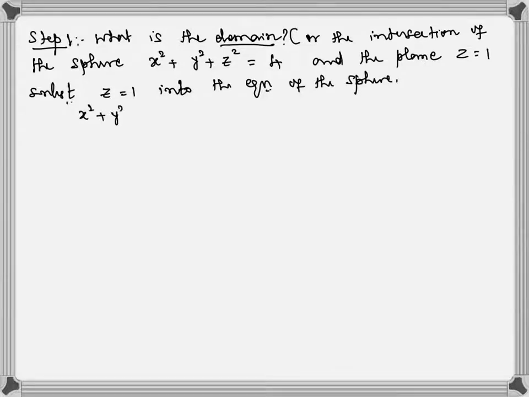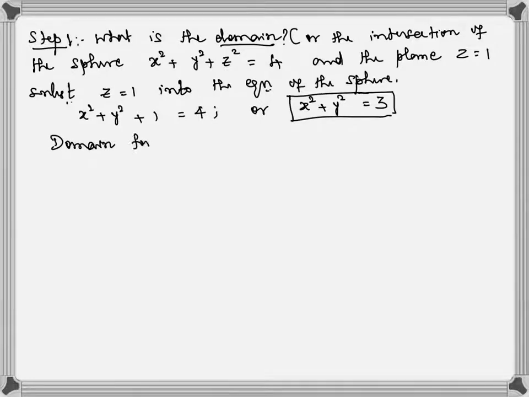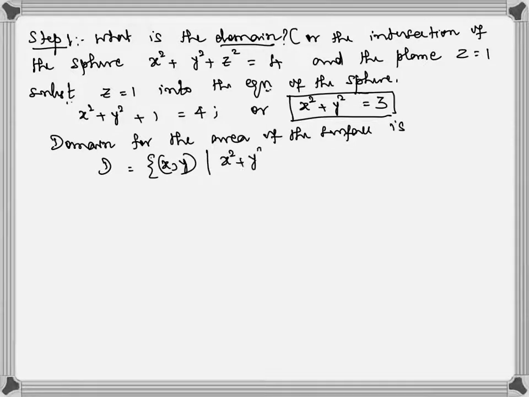So we get x squared plus y squared plus 1 equals 4, or x squared plus y squared equals 3. This is a circle with center at the origin and radius equal to square root of 3. But for the surface, the domain would be the disk, where the boundary is a circle. So the domain in the xy-plane for the area of the surface is D equals all those x y such that x squared plus y squared is less than or equal to 3.